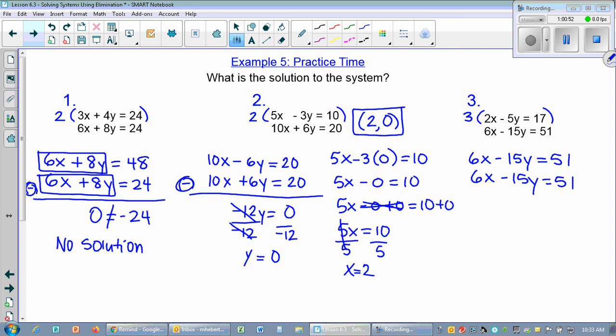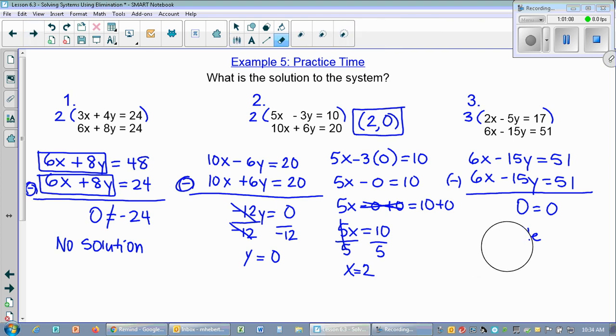My equations are both identical. If both of my equations are identical, when I subtract, everything will zero out, leaving me with infinitely many solutions. Bad handwriting there. Maybe it's better, you guys can read it better. Sorry, guys. This makes it infinitely many solutions.